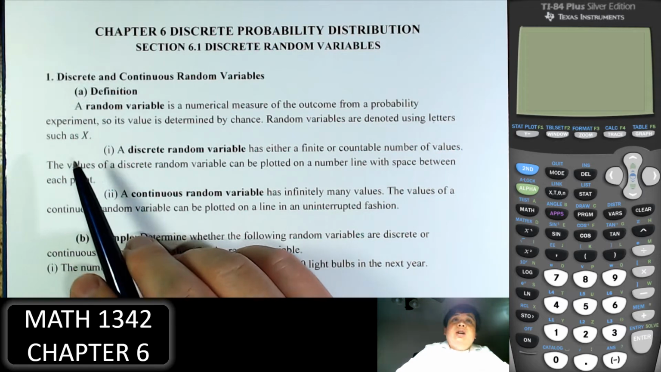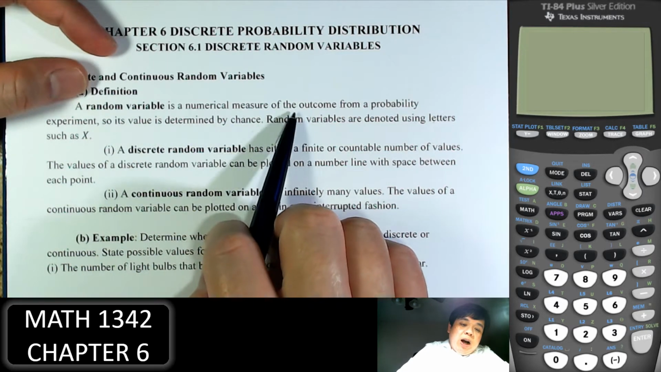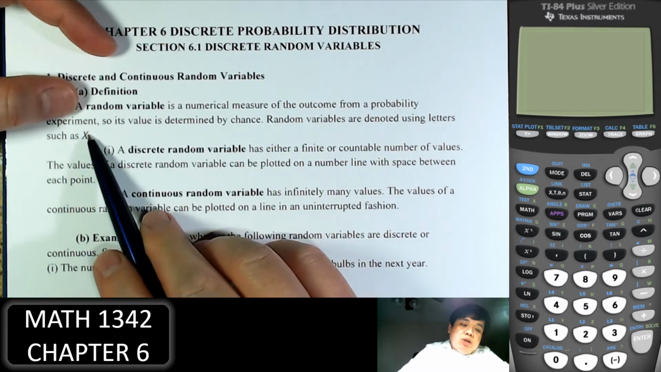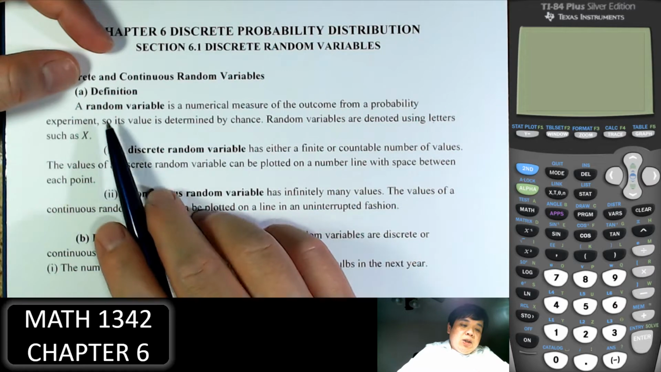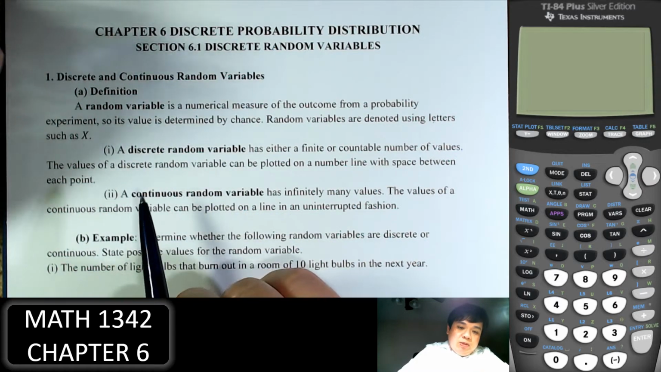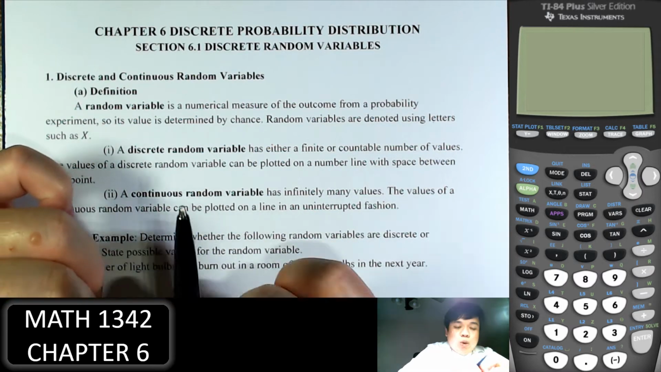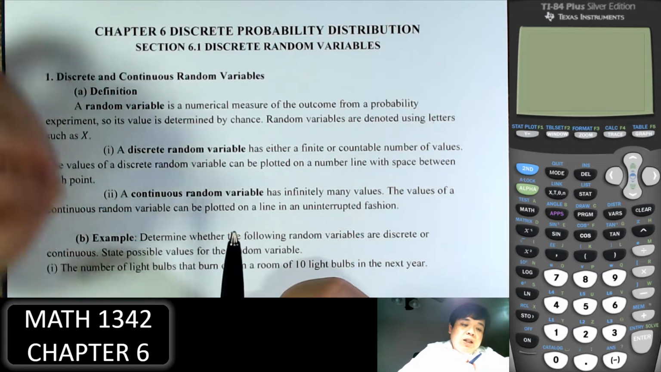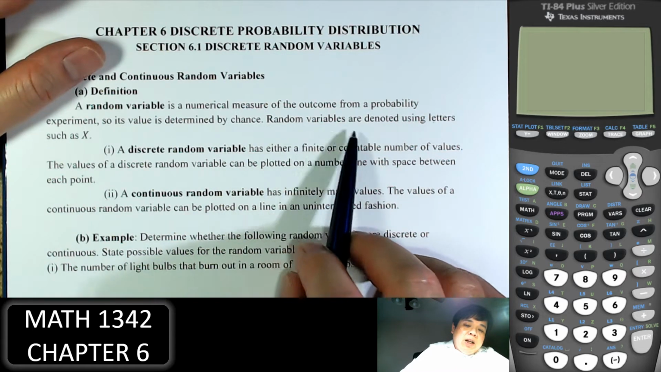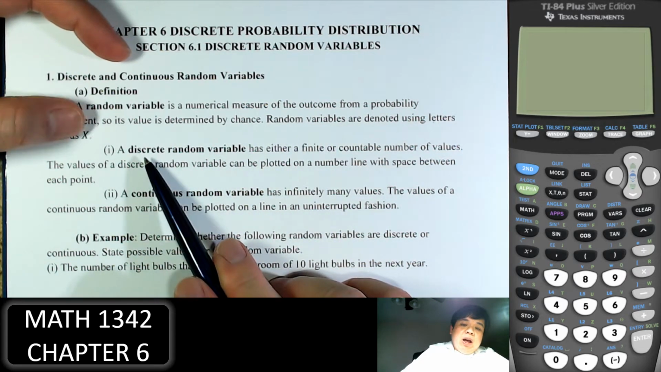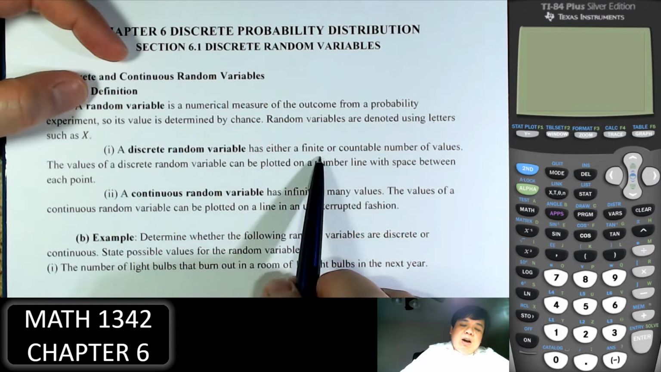Now more definitions. A random variable is the numerical measure of the outcome from a probability experiment. So this value is determined by chance. The random variable will take on values, and for each value there is an associated probability. We'll see some examples later. Random variables are denoted using capital letters such as X. A discrete random variable has either finitely many or countably many values.